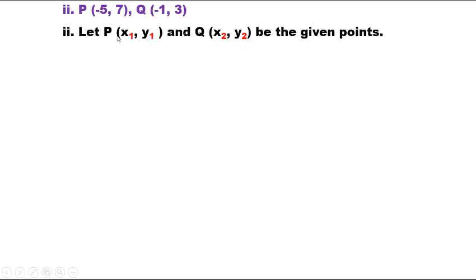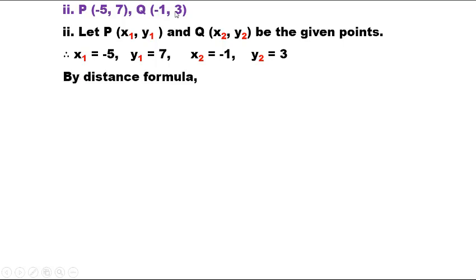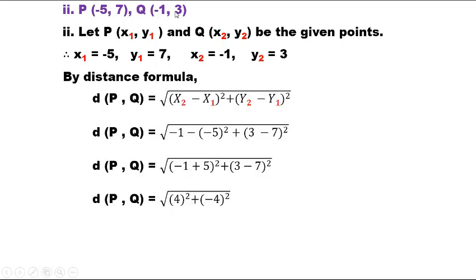P and Q. The coordinates of P are (-5, 7) and of Q are (-1, 3). Let us assume that the coordinates of P are (x1, y1) and of Q are (x2, y2). Then x1 is equal to -5, y1 is equal to 7, x2 is equal to -1 and y2 is equal to 3. Then by the distance formula, the distance between P and Q is equal to the square root of (-1 minus -5) squared plus (3 minus 7) squared, which is (-1 plus 5) squared plus (3 minus 7) squared.